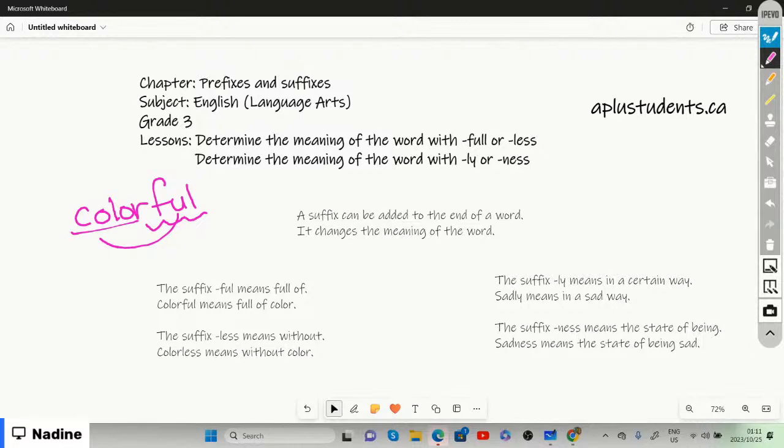And then we have the suffix less. Less means without. So over here, the meaning of a word is definitely going to change. Take the word color. Remember we said color is different shades, different colors. It is primary, it's secondary, red, blue, green, purple, right?